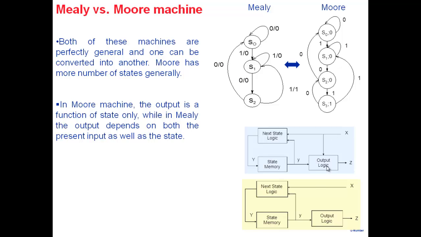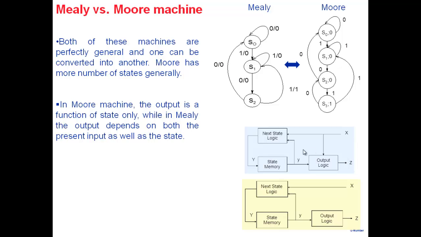The other one is that Mealy machines can react faster. If an input X changes here, the output immediately responds to X. While in this case, if X changes here, then X has to go and modify the state memory and then affect the output here. So in some sense, Mealy machines can be faster.